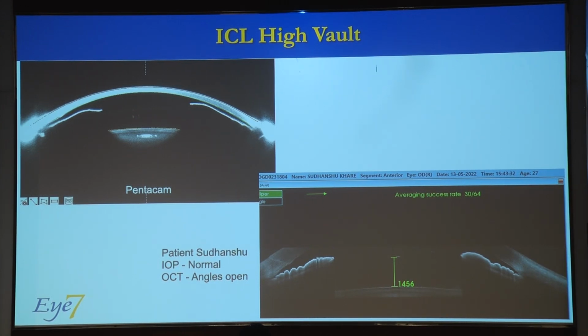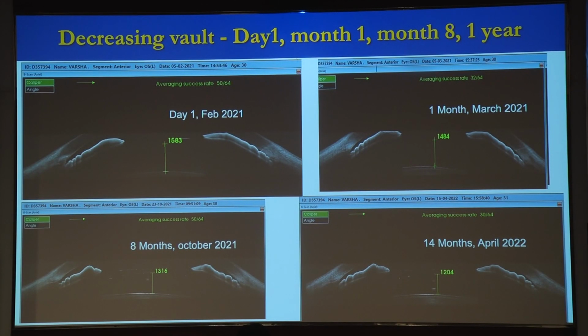So this is a case of high vault. The vault is almost 1400 microns, but ASOCT shows that the angles are open, and the IOP for this patient was also normal. So we are waiting and watching, and we have followed up the patient for 6 months. There seems to be no problem. And there should be no hurry in exchanging the ICL, because the normal vault of the ICL also decreases with time. Generally, the vault decreases by 30 to 40 microns per year.